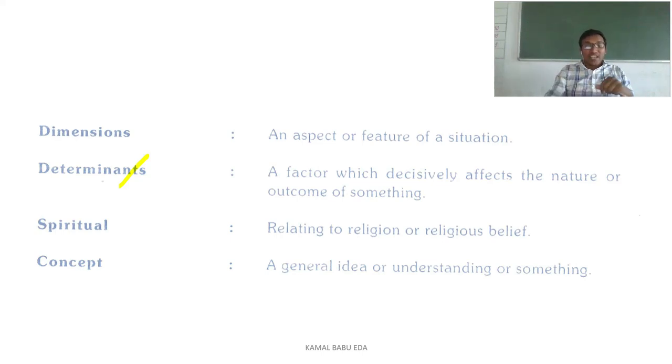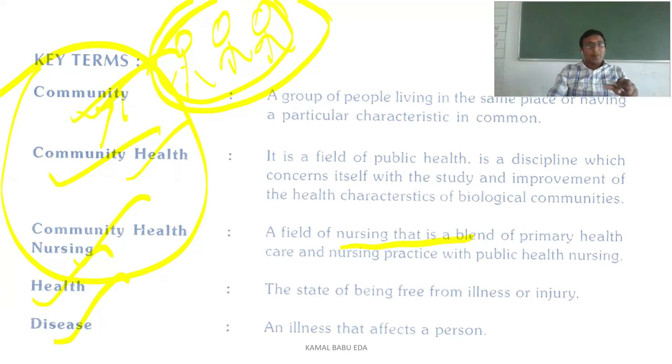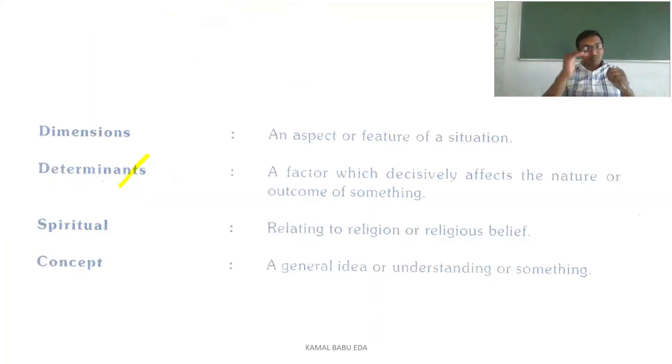First of all, I have taught you what is community, then what is community health, then what is community health nursing. If all of a sudden I start by saying community health nursing, you cannot understand it. First you need to know what is community, what is health, what is community health, and what is nursing. If you know these terms, when we say community health nursing, you can simply write your answer: the field of nursing which is a blend of primary healthcare and nursing practice with public health nursing. In such a way you have to write. So this is one of the concepts.